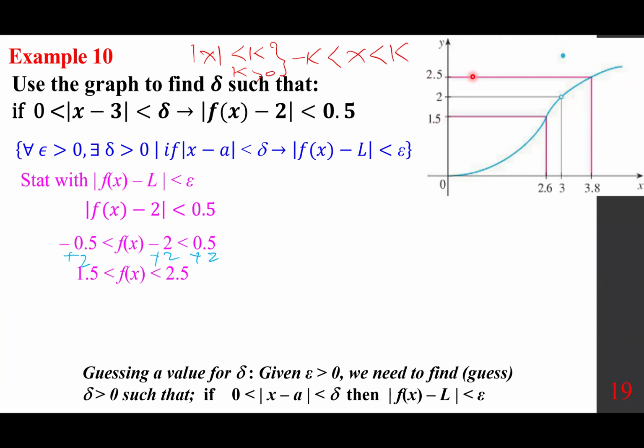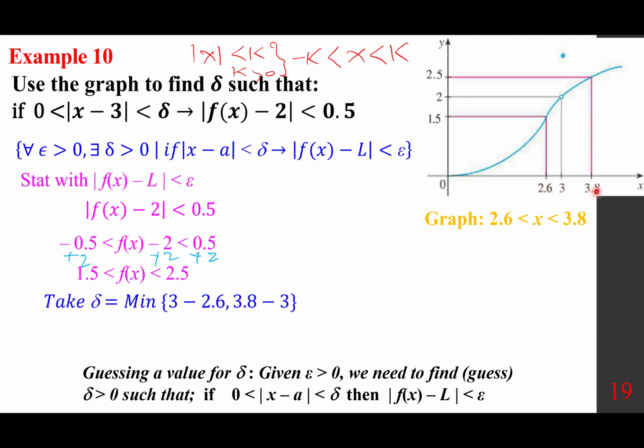We already have that from the graph, but even if we didn't have the graph, we could figure it out, okay? But here's the thing. We want to use the graph to find delta such that this works, okay? So what is delta? Delta is the distance from A. In this case, A is 3. The number of interest is 3. And so according to the graph, we go from somewhere between 2.6 to 3.8.